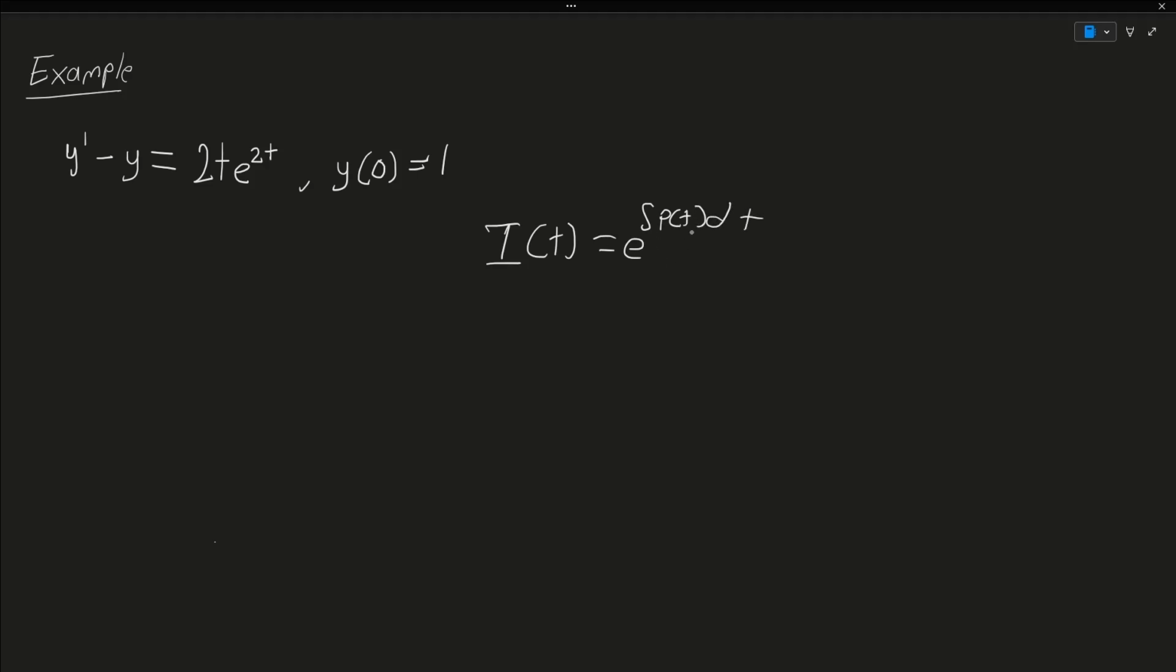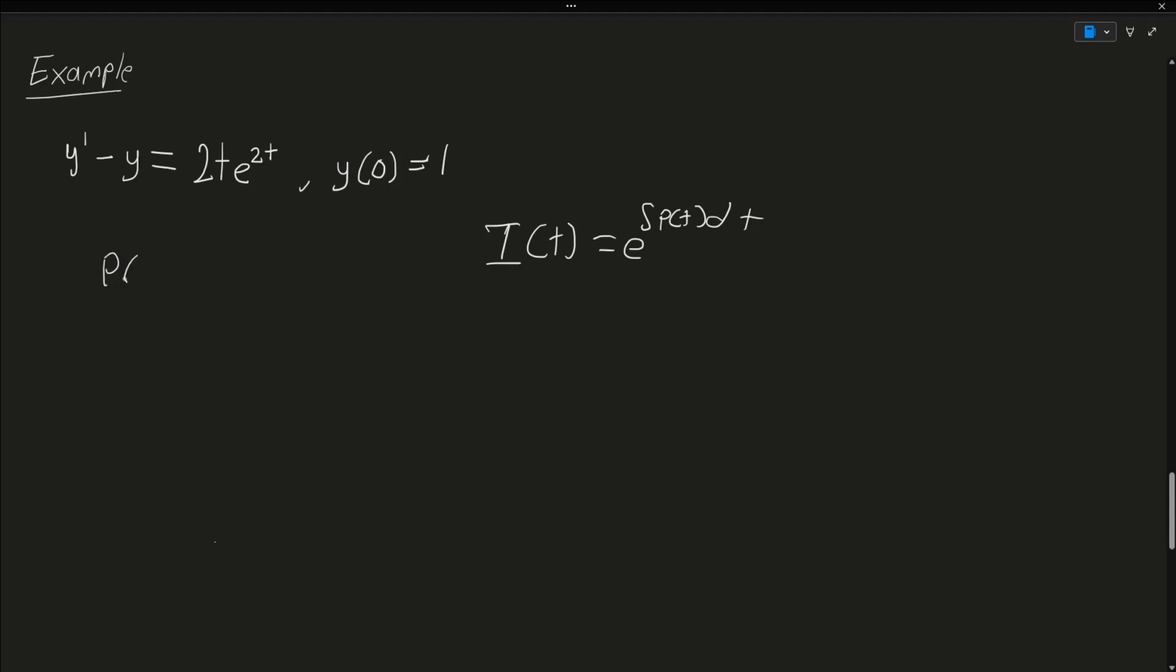So now we need the p of t term. The p of t term is going to be the coefficient of y. Don't say the coefficient is 1, because it's not. The coefficient is negative 1. Always treat these minuses as negative symbols. Okay, guys? If you think of it like that, you're going to know that the coefficient is negative 1.